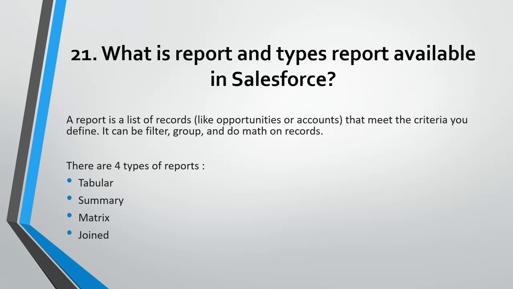What is a report and types of reports available in Salesforce? A report is a list of records like opportunity or accounts that meet the criteria we define. It can be filtered, grouped, and we can also do math on the record. So there are four types of reports available in Salesforce: tabular, summary, matrix, and joint reports.